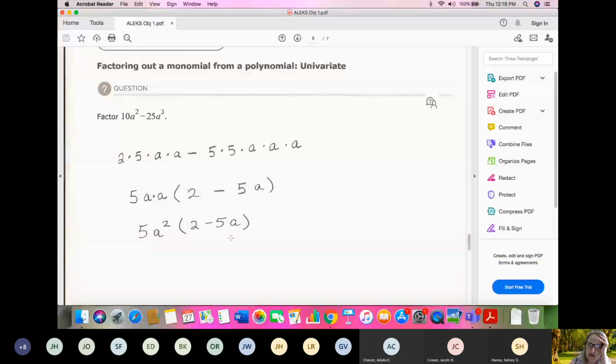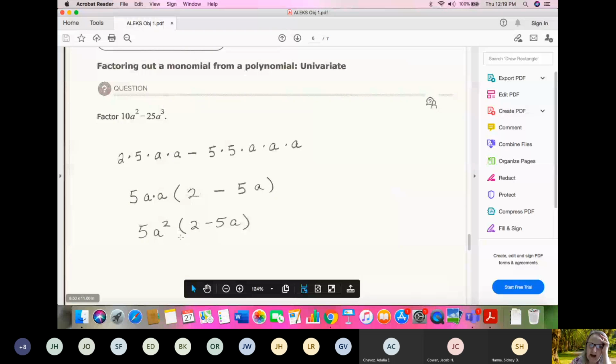This is multiplication over addition. Subtraction is really addition if you view it right. So 5a squared times 2. 2 times 5 is 10a squared. Check. Minus, and then this 5a squared times 5a. 5 times 5 is 25. A squared means we have 2 a's. This means we have an additional a, so we really have a cubed. So we get this 25a cubed.